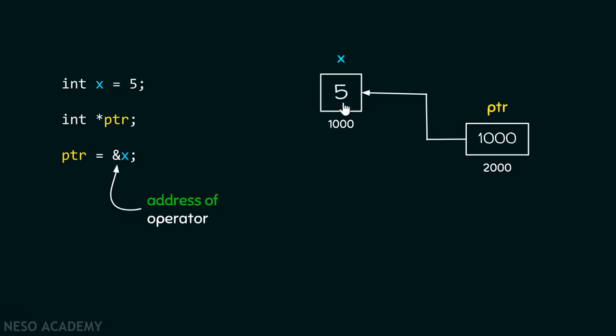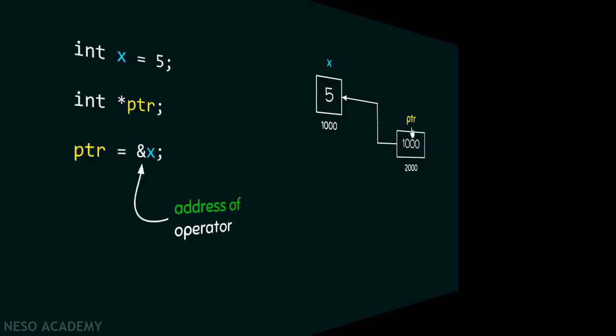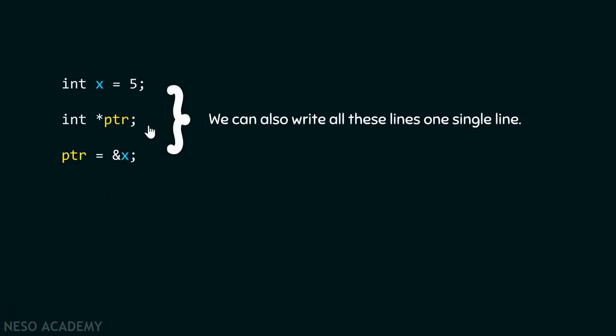Okay. Let me repeat this once again. ptr equals ampersand x means assign the address of variable x to this pointer variable ptr. After assigning the address of variable x, we can point to this variable x with the help of this pointer variable. Okay. Also, we can write all these lines in one single line. There is no requirement of mentioning all these lines separately.